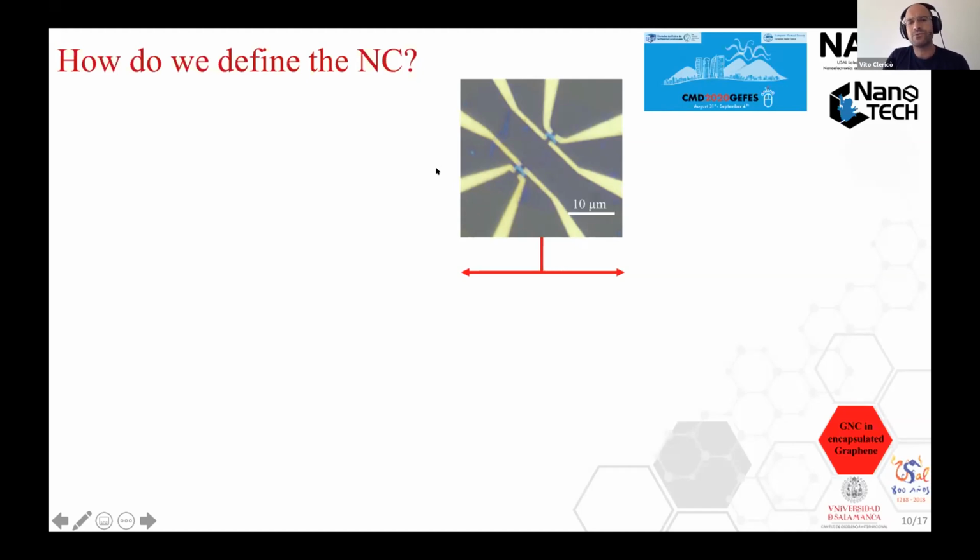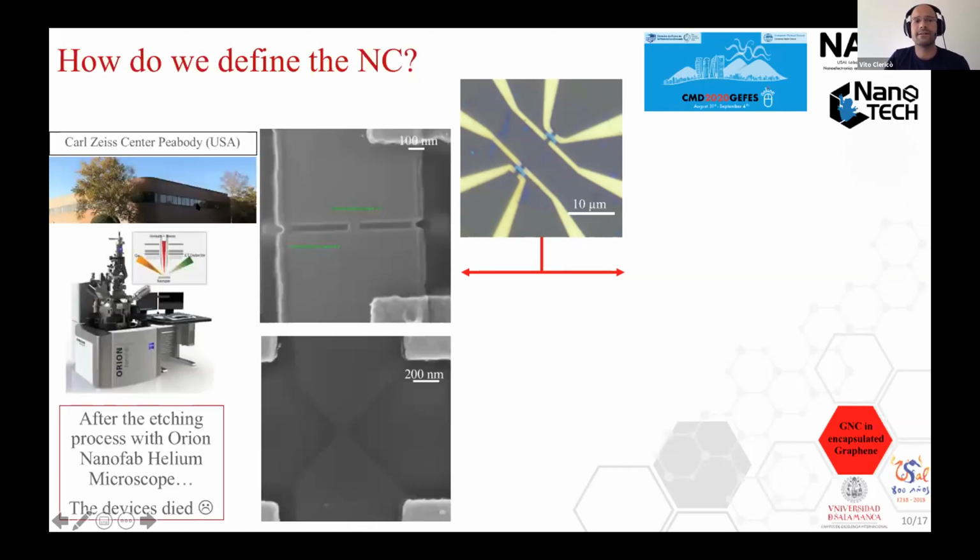So at the beginning, we had two different ideas. One was that we started a collaboration with the Carl Zeiss Center in the USA, and the definition of the constriction, the last step, was made with this quite new system, the Orion NanoFab helium microscope. With the use of helium, the resolution of the system is really impressive, and it's possible to define a very small constriction with very high quality in the definition. But unfortunately, I have to say we made only a few devices. The devices died after the last step.